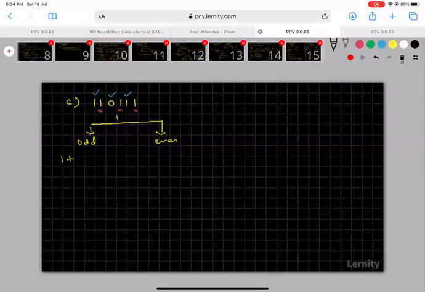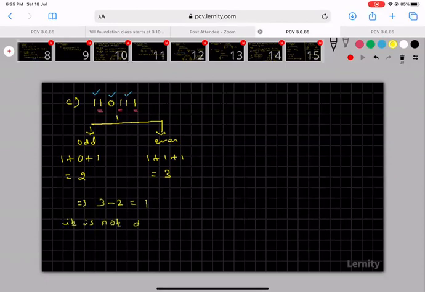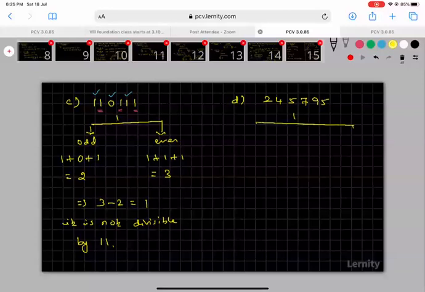So 1 plus 0 plus 1. Odd is over. Even, 1 plus 1 plus 1. So total here 1 plus 1 is equal to 2. Here this is 3. So the difference is 3 minus 2 is equal to 1. It is not divisible by 11. Okay. Then problem number D I will take here: 2, 4, 5, 7, 9, 5.